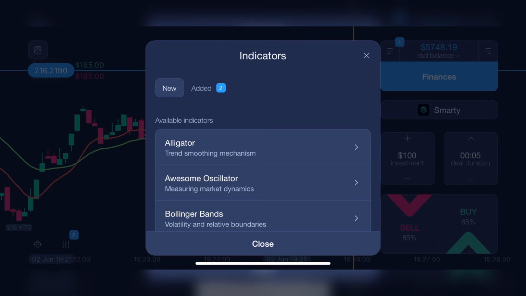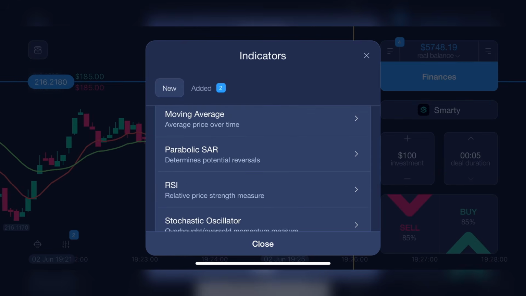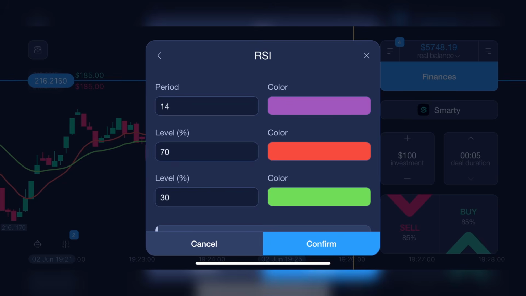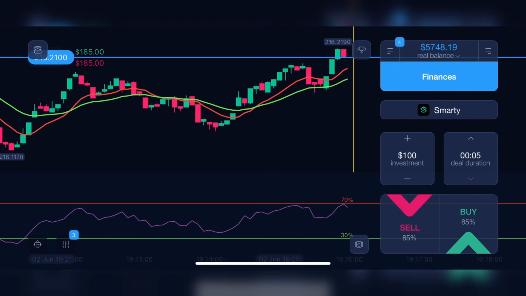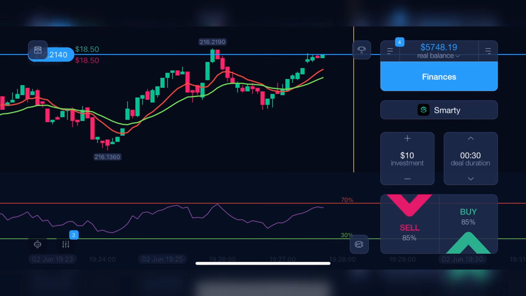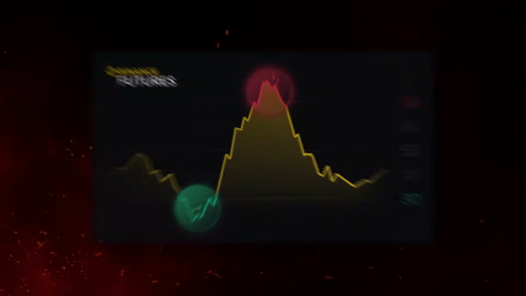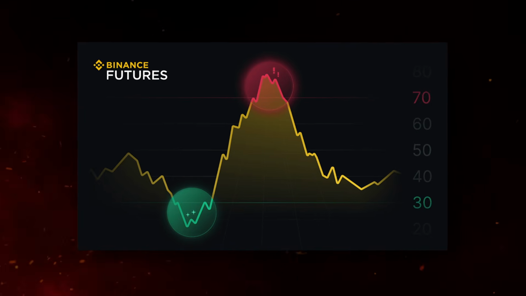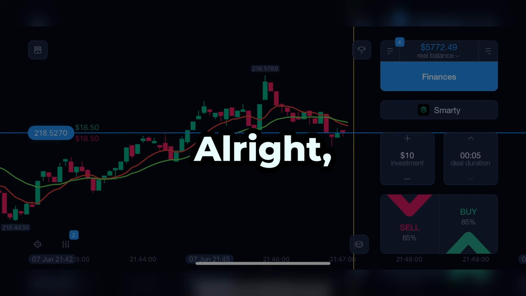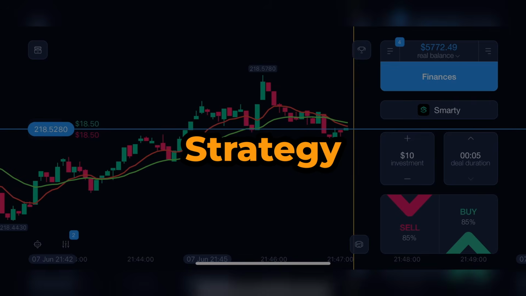Finally, go back to the indicators tab, select the RSI indicator, and add it to the market with its default settings. This indicator will further help us to identify the market's momentum and detect if the market is in an overbought or oversold condition. Alright, let's move on to the strategy.